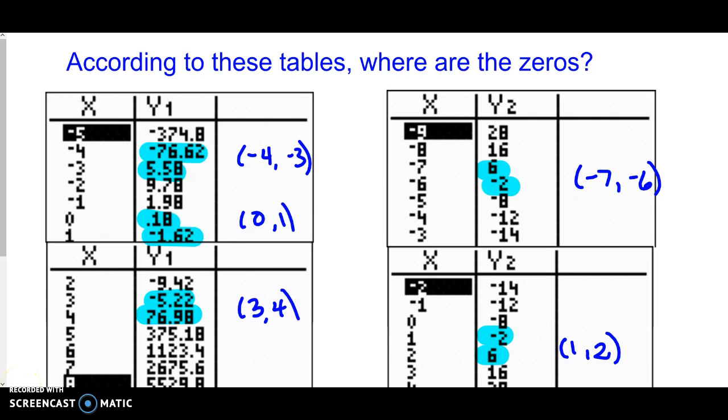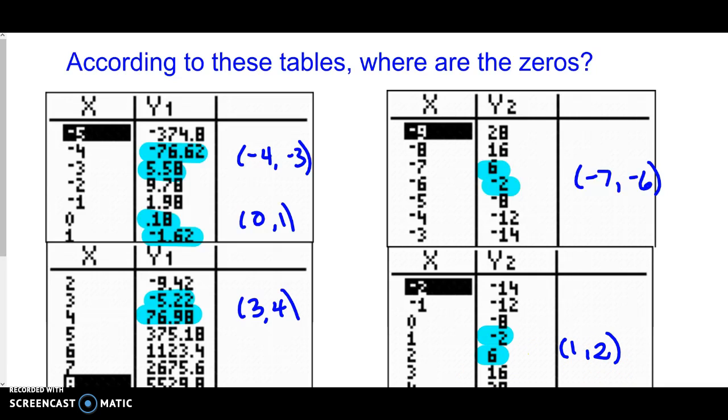Okay, so let's see how you did here. For this first table, there must be zeros between -4 and -3, and 0 and 1. There's actually 2 on this one. For this one down here, the bottom left, there has to be a 0 between 3 and 4. Here there must be a 0 between -7 and -6. And for this last one, there must be a 0 between x's 1 and 2.